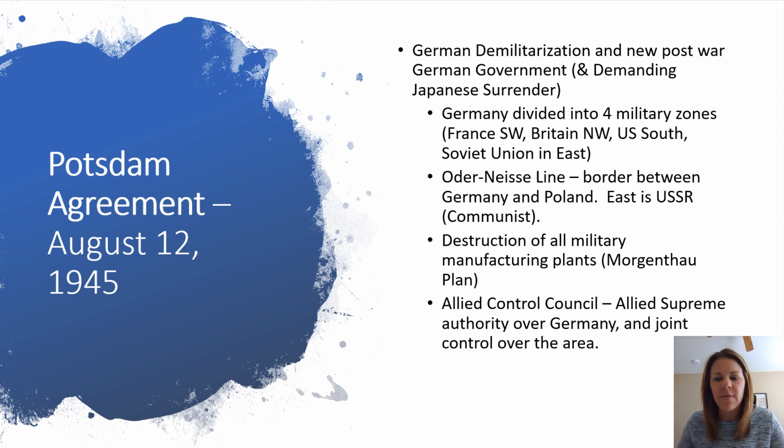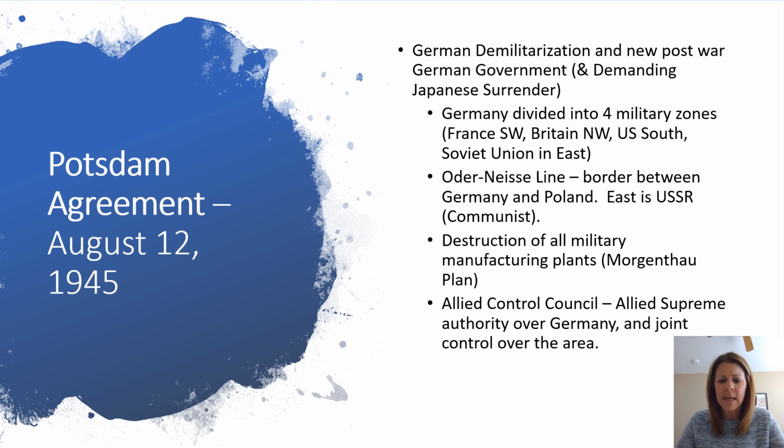Now, Germany is going to be divided into 4 different military zones. I'll show you a picture of those here soon. France is going to be in the southwest, Britain in the northwest, the United States is going to occupy more in the south, and the Soviet Union is going to get the entire east. They are also going to get access to Berlin because in the eastern area, that is pretty much the financial capital of Germany.